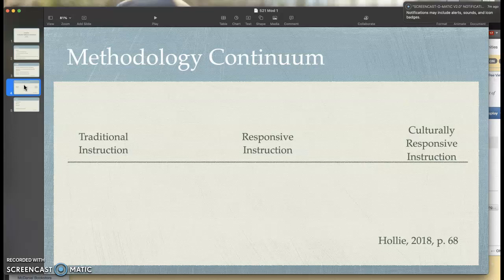There should be elements of traditional instruction, there should be elements of responsive instruction, and then we should also be moving towards culturally responsive instruction. There should be a mix of the three. There's nothing wrong with traditional instruction, just as long as that's not the whole basis of our lesson. But all three of these have a place in our classroom.